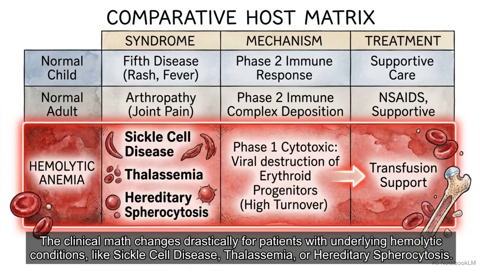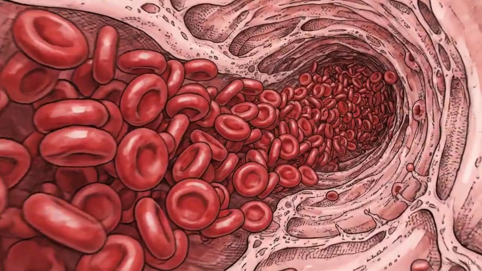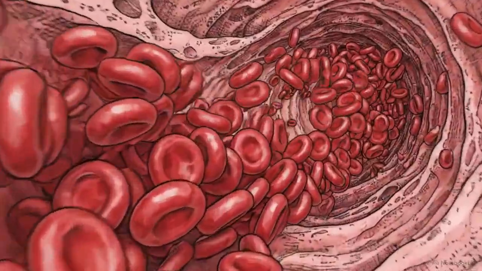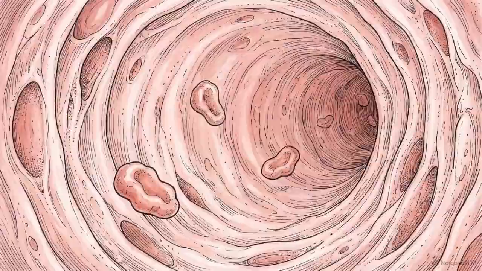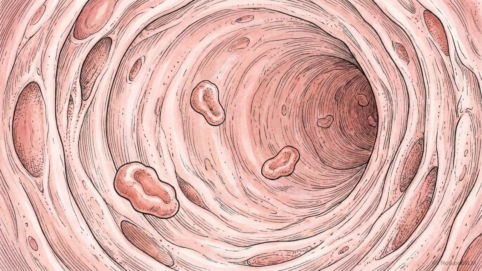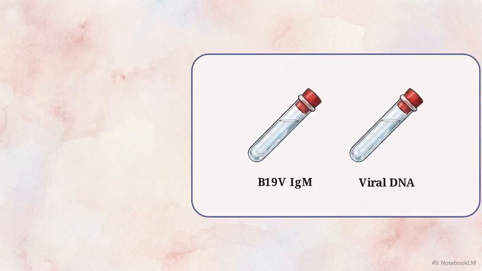The clinical math changes drastically for patients with underlying hemolytic conditions, like sickle cell disease, thalassemia, or hereditary spherocytosis. These patients have an immense baseline need for continuous red blood cell turnover. When Phase 1 cytotoxicity halts new progenitor cells, they experience a catastrophic drop in hemoglobin, known as transient aplastic crisis, or TAC. The diagnostic criteria for TAC requires severe reticulocytopenia combined with acute worsening anemia.